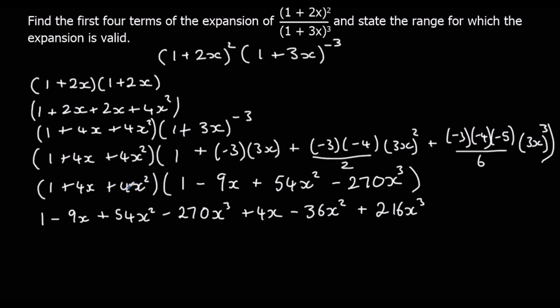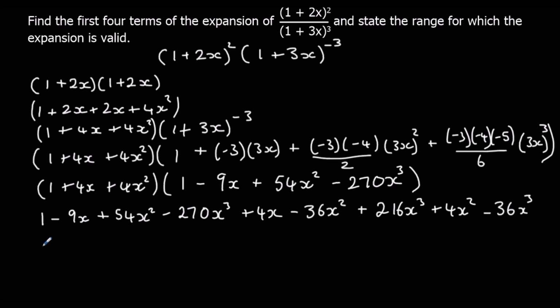So let's start again with 4x squared. 4x squared times 1. 4x squared times negative 9x is negative 36x cubed. And the next term would be x to the power of 4. We don't need that. So this is all the expansion that we need. And now we're just collecting like terms.